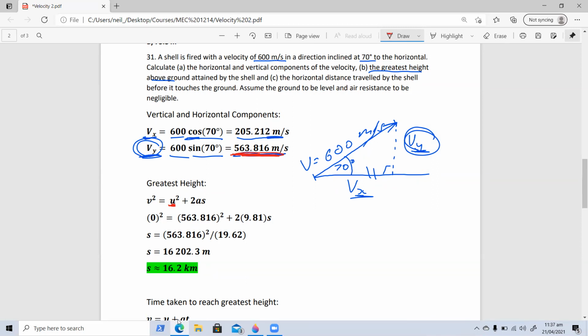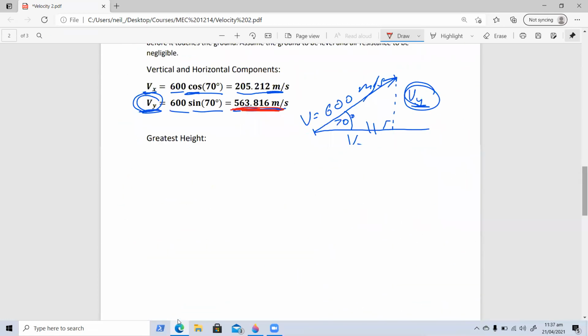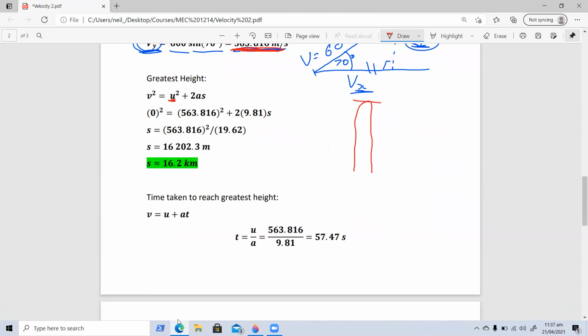Okay, good. So for greatest height, we use the formula V squared is equal to U squared plus 2AS. The velocity is 0 because, again, like throwing a ball up, remember the boy with the cricket ball from the previous question, number 22. At the top here, V is equal to 0.